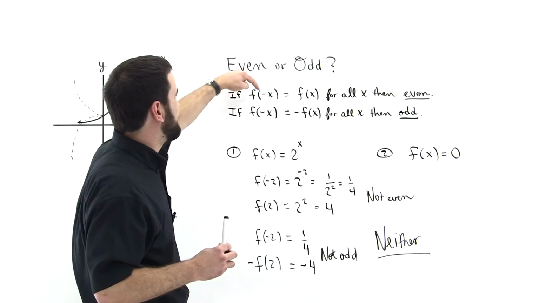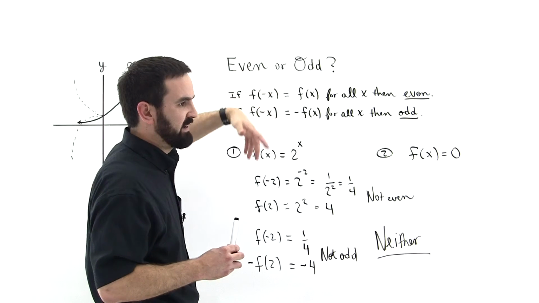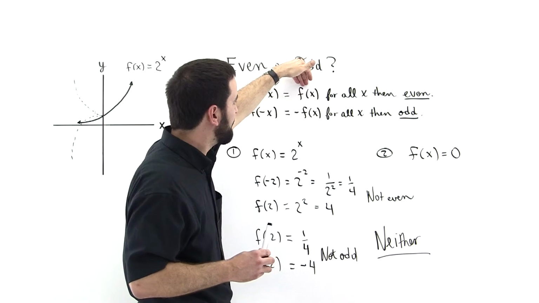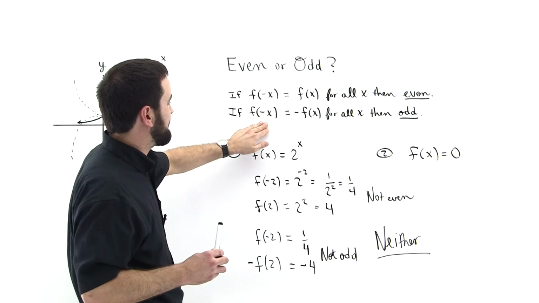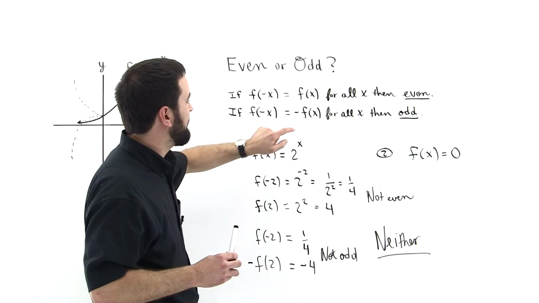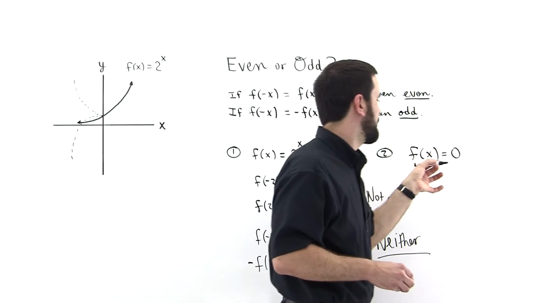So f of negative 0 is just f of 0. Negative 0 is 0. So then this is 0. F of 0 is 0. So it satisfies the even. F of negative 0, this is 0. We just discussed that by the same logic as this one. And then f of 0 is 0, negative 0 is 0. So this is both.